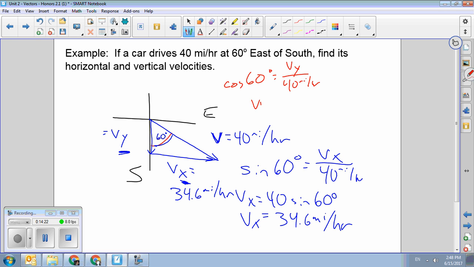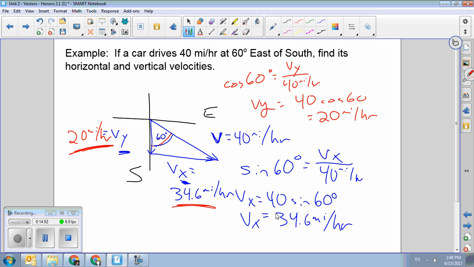So Vy is going to be 40 times the cosine of 60, which gives us 20. Obviously, miles per hour. So what's happening then is my car, for every hour that it drives, it's going to go 20 miles south and 34.6 miles east.